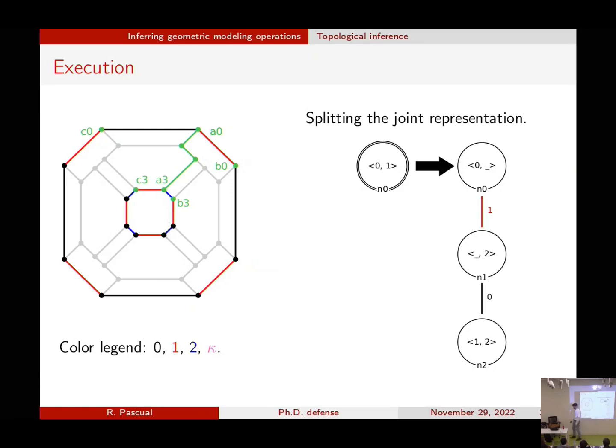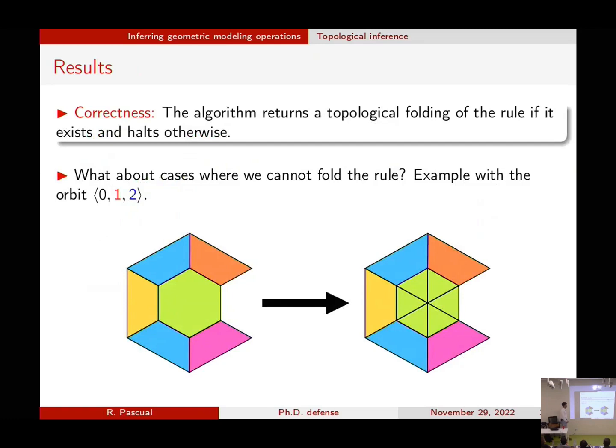But now I have completely folded my graph and I have a complete description of the topology, which leads to some questions. First of all, is it correct? Well, I've shown that it is correct. I've shown that if there is a way to fold the graph, then the algorithm will output the properly folded transformation. And if there's not, the algorithm will stop in one of the possible failure states.